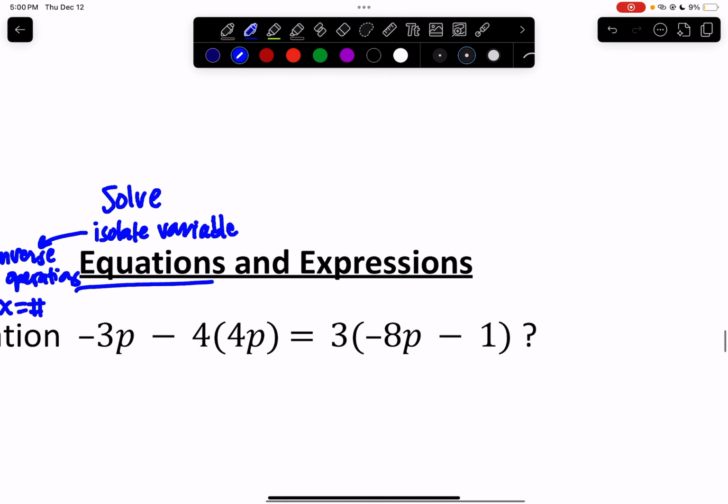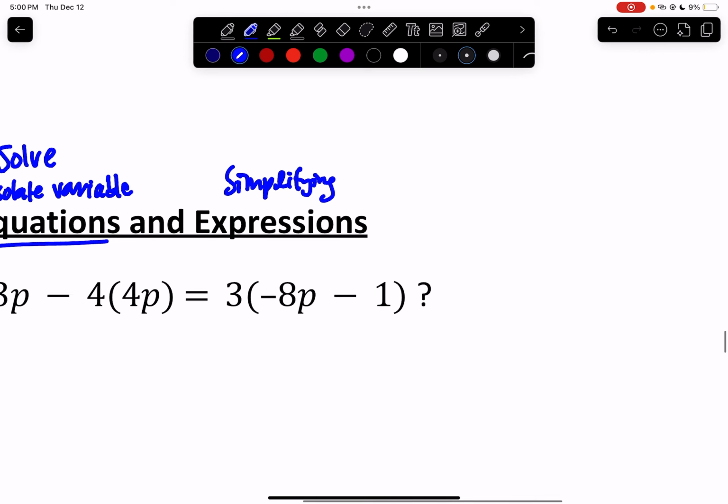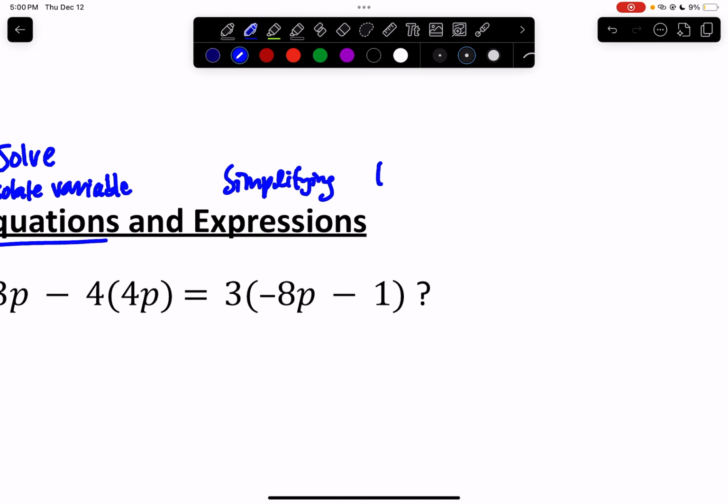If I am simplifying an expression, then I'm just distributing and then combining like terms. So basically, I'm following PEMDAS.